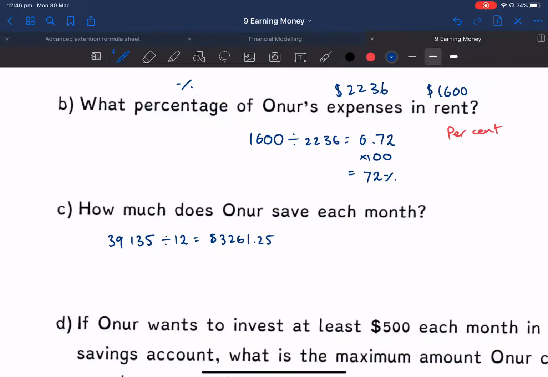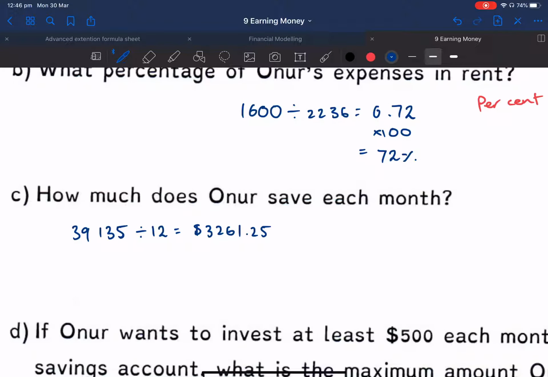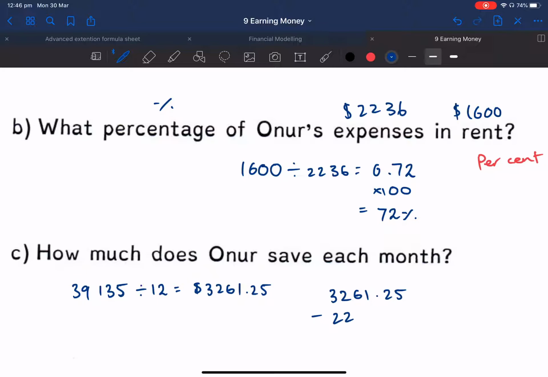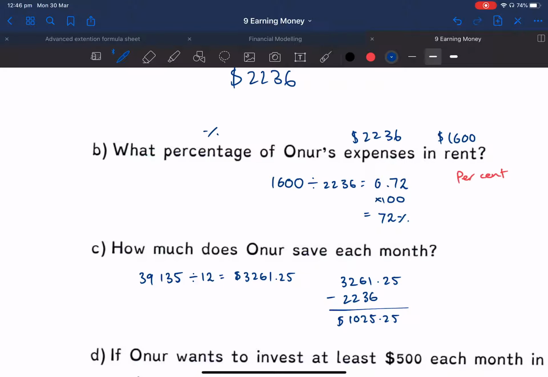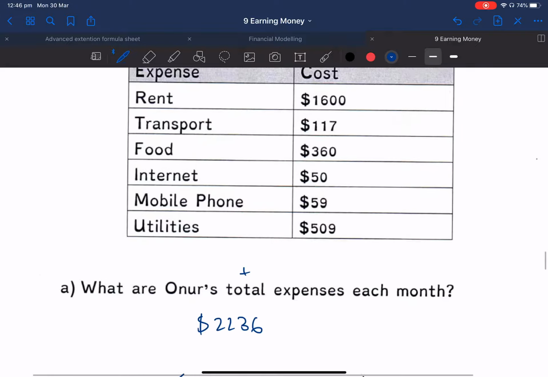Oh, well, that was the question. That's what we're figuring out. So how much does he save each month? That would be our total that he earns, take away all of his expenses, which was our 2236. Again, chuck that into your calculator. We'll get an exact answer. And I get 1,025 and 25 cents. So that's how much is left over after all of these expenses up here.